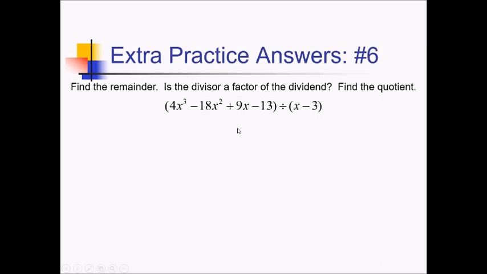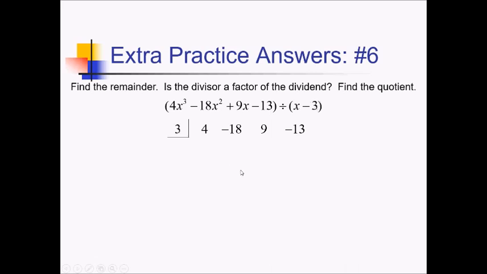For this problem, we're going to use synthetic division to answer all these questions. So let's start with the coefficients of our polynomial. We have a 4, a negative 18, a positive 9, and a negative 13. No placeholder zeros because we didn't skip any terms. Since x minus 3 is our divisor, our box number is going to be whatever zeroes that out, so positive 3.